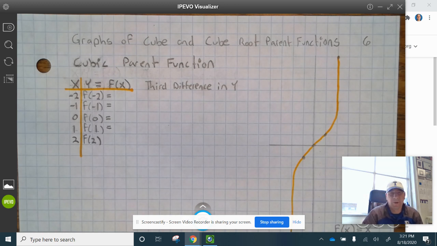Okay, Wildcat. Today we're looking at journal page 6, graphs of cube and cube root parent functions. Let's start by looking at the cubic parent function.